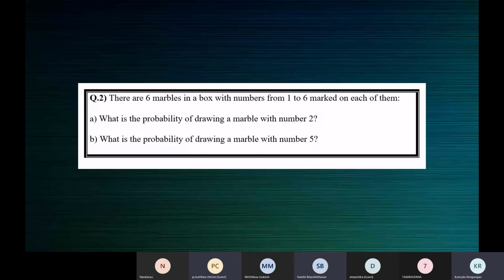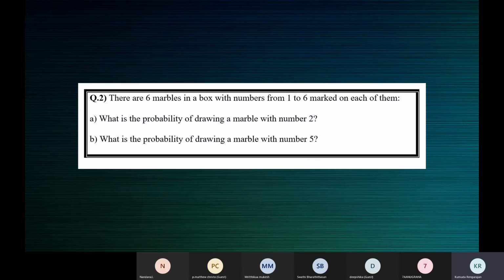So how many marbles have the number 2 on it? Ma'am, one marble. Only one marble. Totally, how many marbles are there? Six marbles, ma'am. Probability. The probability is 1 by 6.